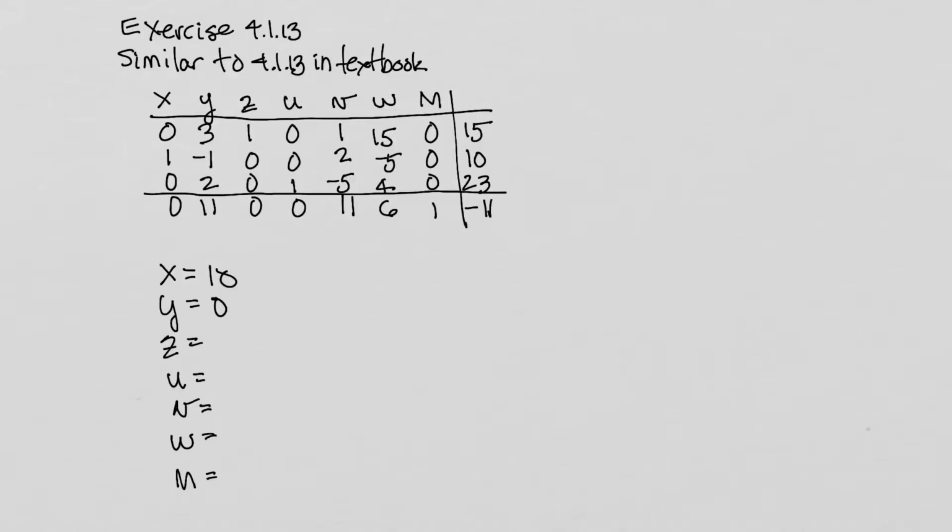And as we look down the z column, we see we have a 1 and the rest are 0, so we can get the value of z. Z is 15, so we'll put that in. Then, as we look down the u column, that slack variable u, we have a 1 and zeros everywhere else, so we can get the value of u, which is 23.